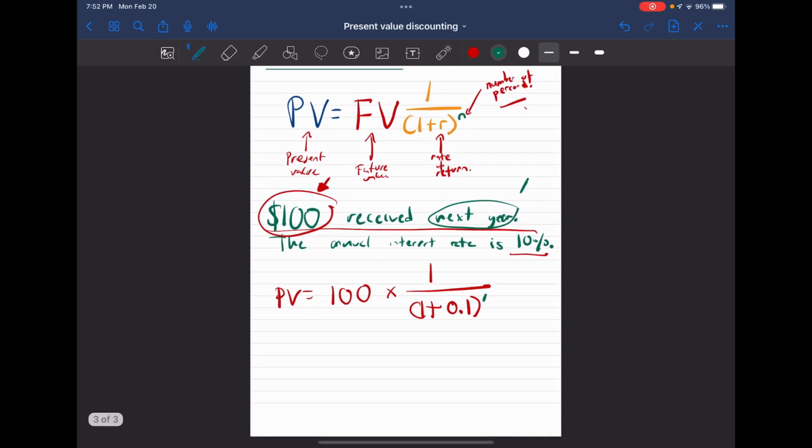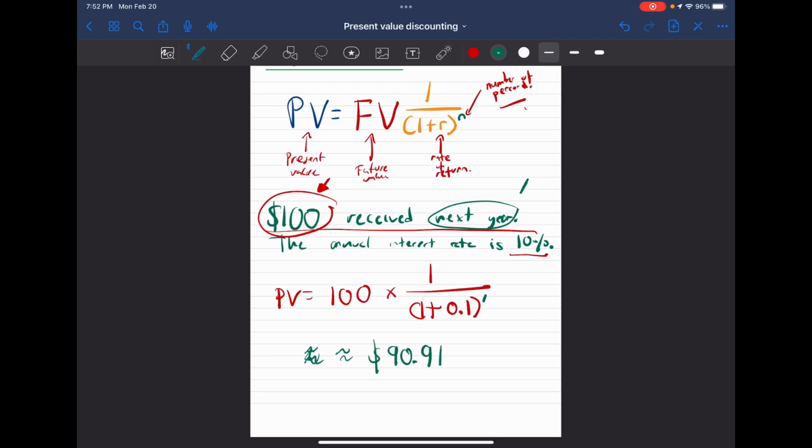So we plug that all in a calculator, and it will yield approximately $90.91. What $90.91 means, intuitively, is that if we have approximately $90.91 today and we invest it with an annual interest rate of 10%, next year we will get $100. And that is the intuitive sense of why $100 received next year is actually equivalent to approximately $90.91 received today.